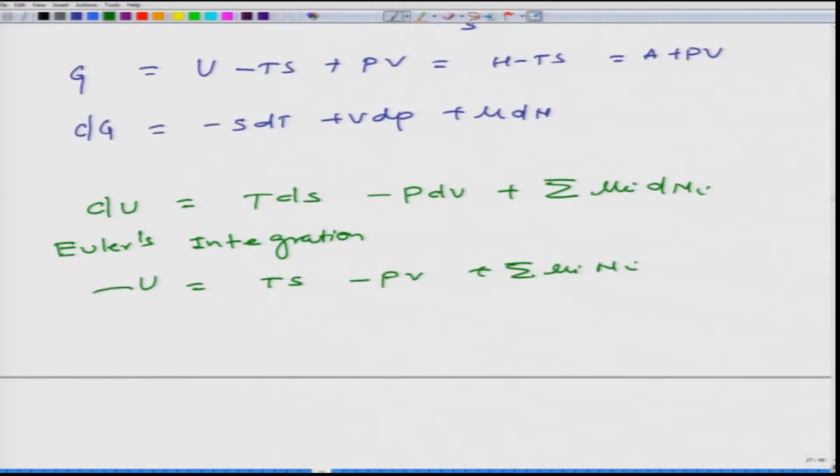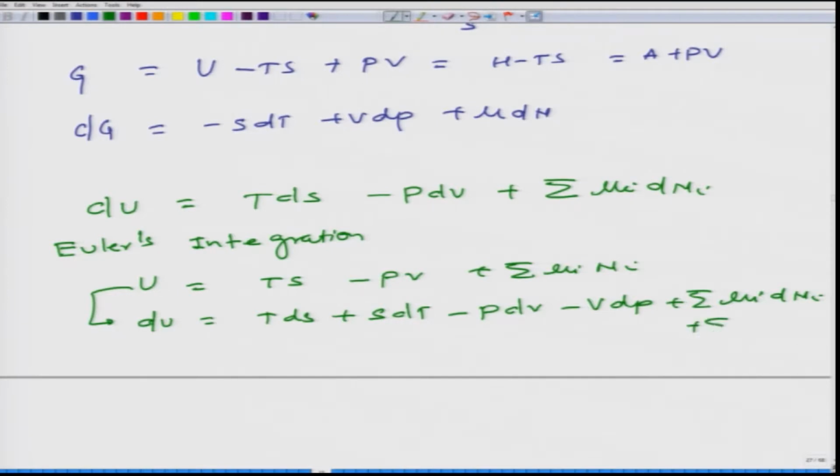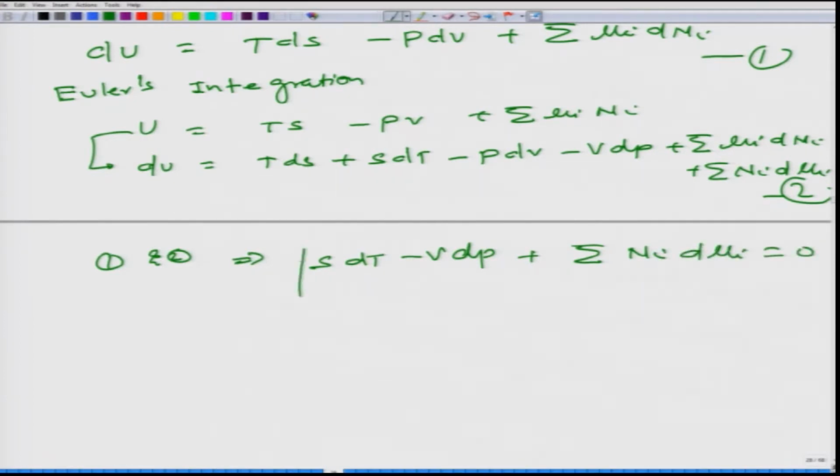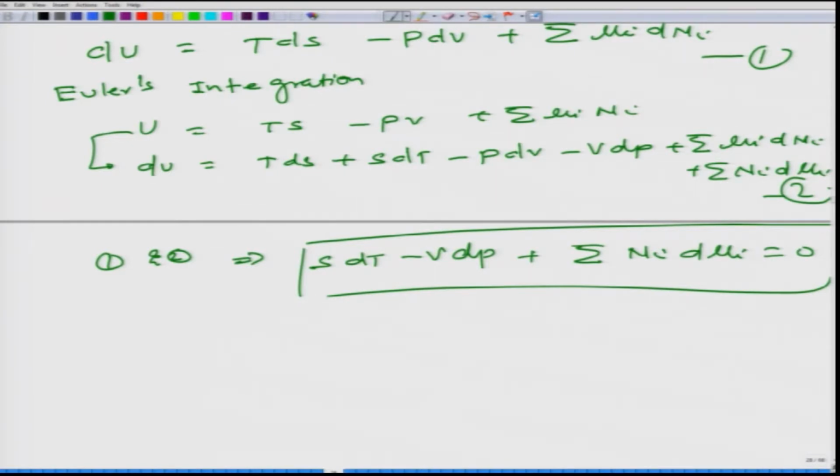Okay. Now, here if you take a derivative, so this is dU = TdS + SdT - PdV - VdP + summation mu_i dN_i + N_i d mu_i. Now, let us say this is 1, this is 2, and using these two expressions you can derive the following, which means 1 and 2 yields SdT - VdP + summation N_i d mu_i should be 0, because both these expressions hold and thus this relation should exist.